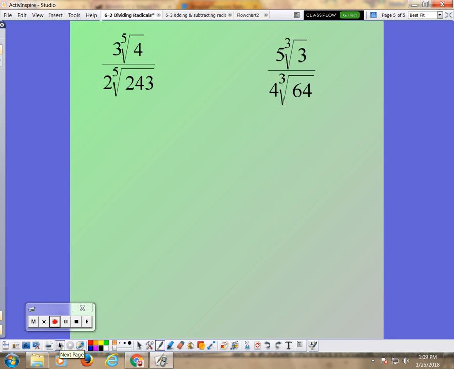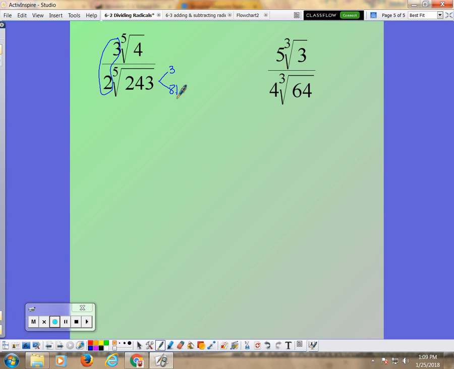Last slide. I look at the coefficients out here in front, this 3 and this 2. They don't reduce. I cannot reduce these guys. Now, if I could have, I would, because outside to outside, inside to inside. But since I can't reduce them, I go ahead and I look at 4 and 243. Well, there's nothing that divides evenly into both 4 and 243. So the next thing I do is I say, okay, let's see if I can factor tree and get anything that could possibly group in groups of 5.